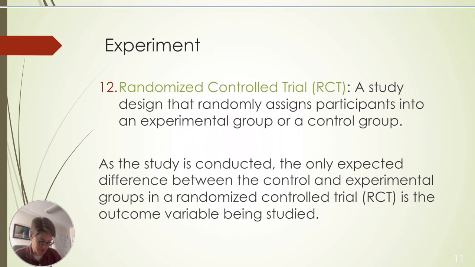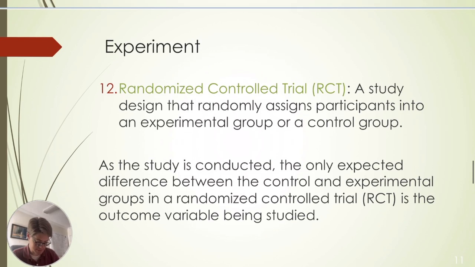Okay, 12, randomized controlled trial. So this is a very common type of trial, very common type of experiment. It's a study design that randomly assigns participants into an experimental group or a control group. As the study is conducted, the only expected difference between the control and experimental groups is the outcome variable being studied, or what we call the explanatory variable. So randomizing is a really great tool, and it's used quite a lot.